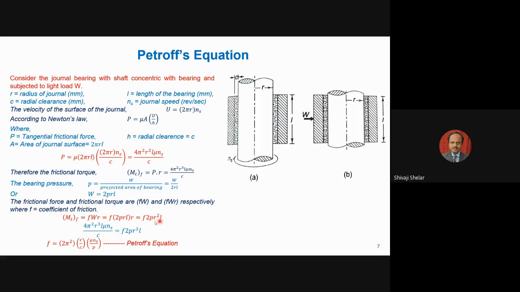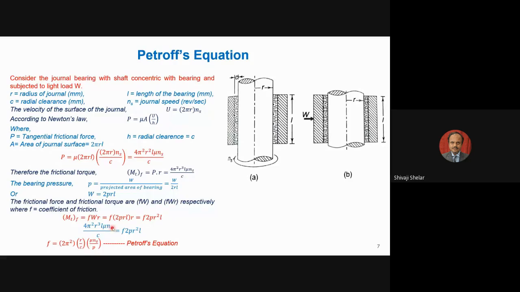So we have two relations for MTF. This is one relation and this is another relation. We can compare these two relations and reorganize them to determine the coefficient of friction F. If we take all these terms on the left side, then the coefficient of friction F is equal to 2 pi square R cube upon R square, so only R will be left. So the R by C term will be left. R by C term is here.